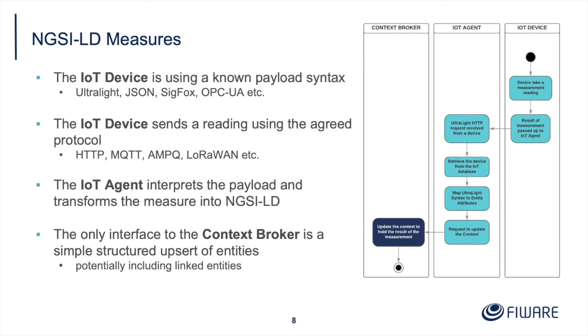Now, if you look within the FIWARE catalog, there are currently three NGSI-LD brokers out there: Scorpio, Stellio, and the extension of Orion, and this should work on all three of them because that interface is well defined. All that the context broker is receiving is a structured upsert of entities, potentially including linked entities. Let's go for a short demo.